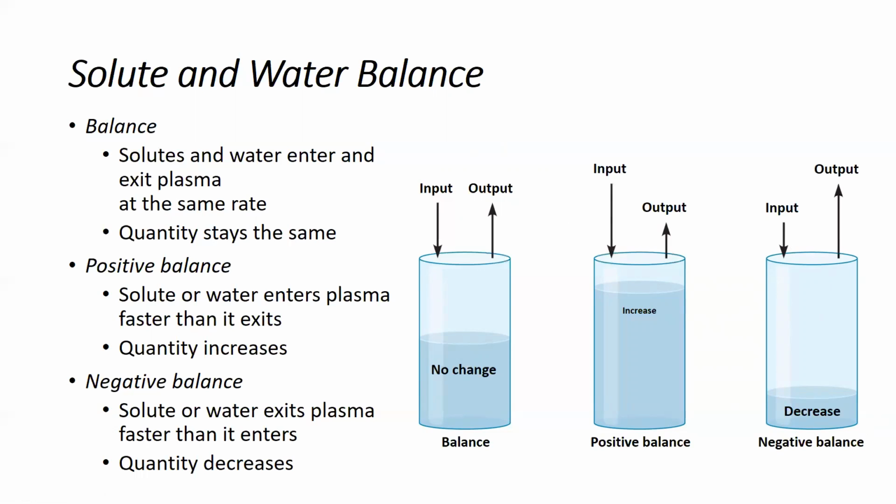What are some states that will remind you of this negative balance scenario? Sweating, dehydration, hemorrhaging, diarrheal states where you have severe diarrhea, etc. Okay? So these are things we want to bear in mind as we continue to talk about balance.